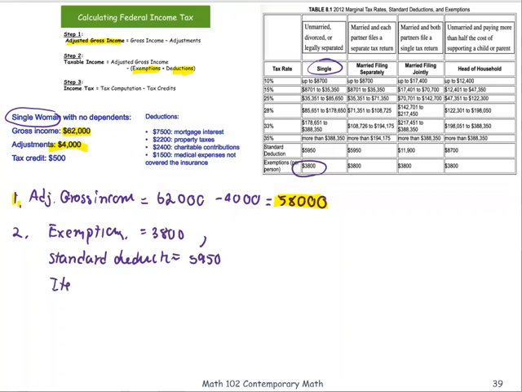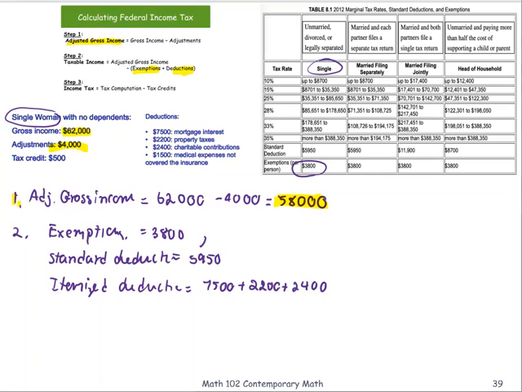Compare with the itemized deduction, which is the sum of the mortgage interest, which is 7,500, plus the property taxes of 2,200, sorry, and plus the charitable contribution 2,400.